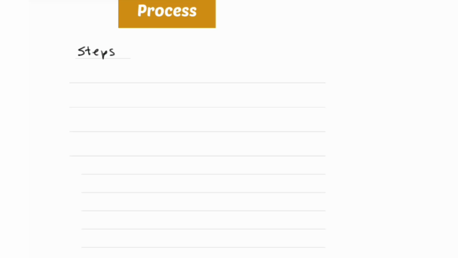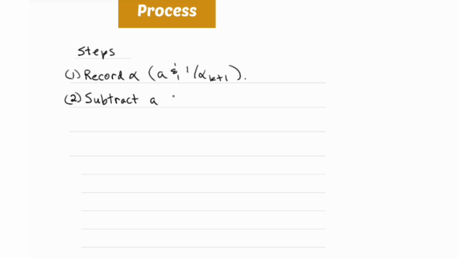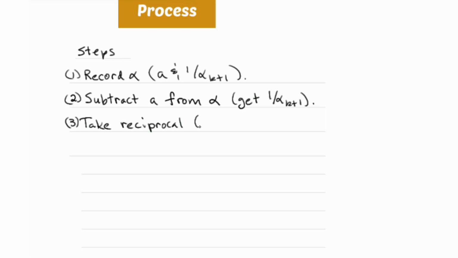It is similar to what we saw in this other video about using decimal form to expand rational numbers. It might help to watch that video if you haven't already. First, record the value of alpha. Since we are using decimals, it is easy to see the integer part, denoted a, and the fraction part, denoted 1 over alpha sub k plus 1. Then subtract a from alpha so that now we have 1 over alpha sub k plus 1 isolated. Take the reciprocal, which gives us alpha sub k plus 1. This is all pretty easy to do with a calculator or a spreadsheet.